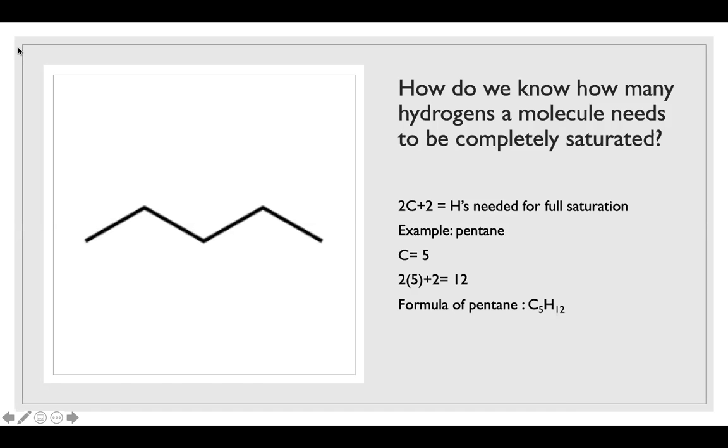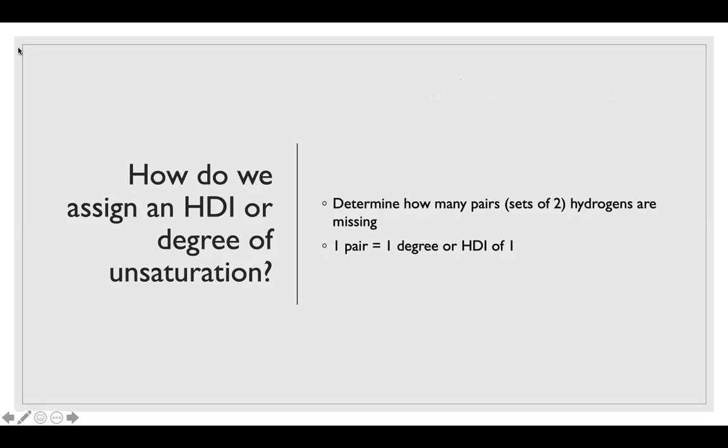So this will give us our hydrogens needed for saturation and formula. How do we assign an HDI or a degree of unsaturation? In order to assign it, we have to determine how many pairs or sets of 2 hydrogens are missing. For every 1 pair, that is 1 degree of unsaturation, or an HDI of 1.